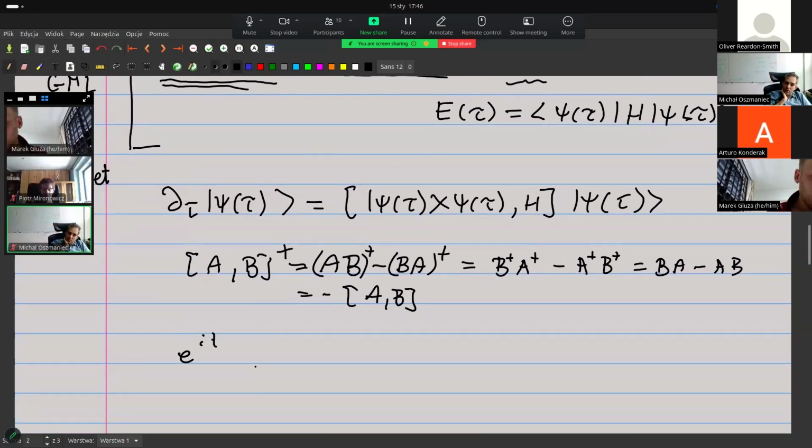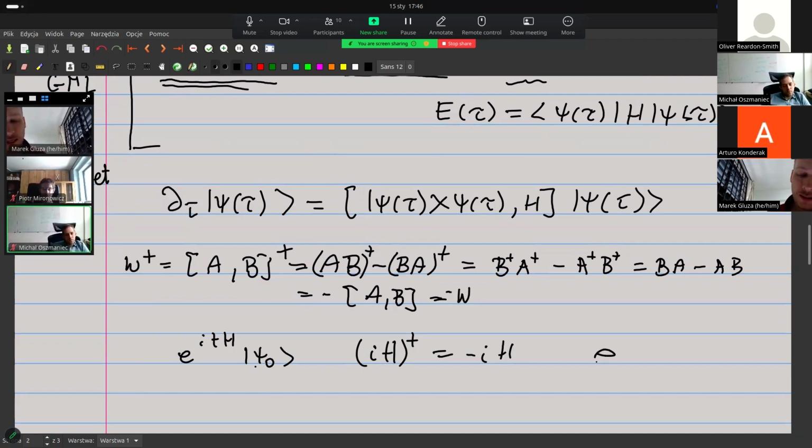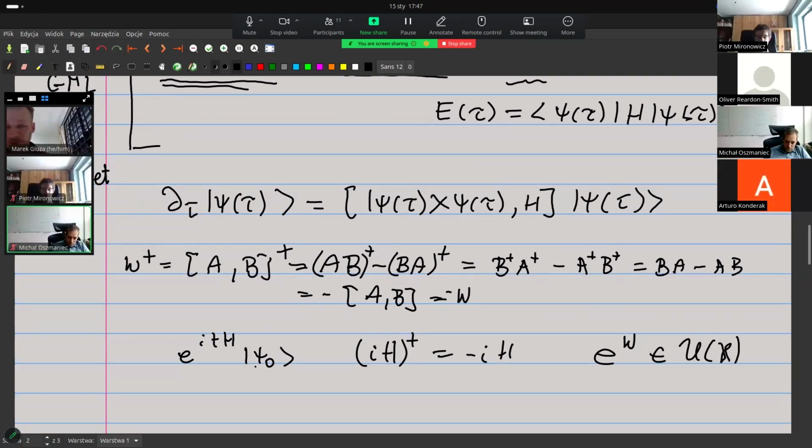If I have e to the i t H on some state, say |0>, then this is a unitary action, because e to the i H is also anti-Hermitian. So if I define this to be W bracket and I define this to be minus bracket, then e to the exponential of the bracket is a unitary operator on the qubit Hilbert space, okay? So even though I don't have an i here, a Schrödinger equation would have some i somewhere hidden, okay?